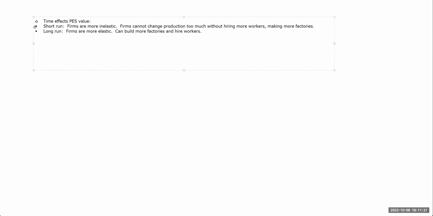Okay, we went through what can affect price elasticity of demand. We're going to talk about one thing that could affect the price elasticity of supply, and that's time. Time affects price elasticity of supply. Specifically, in the short run, firms are more inelastic. They're not very responsive to price changes. It's not that they don't want to respond, sometimes they cannot. In the long run, firms are more elastic. Firms are more responsive to price changes.